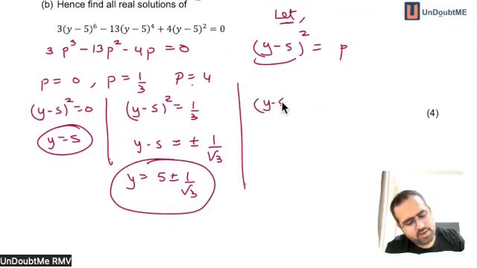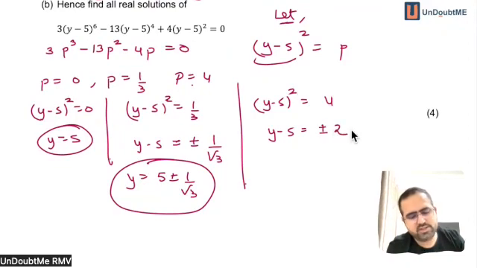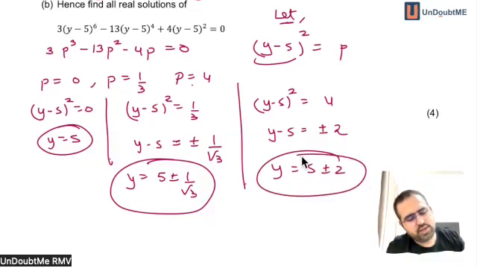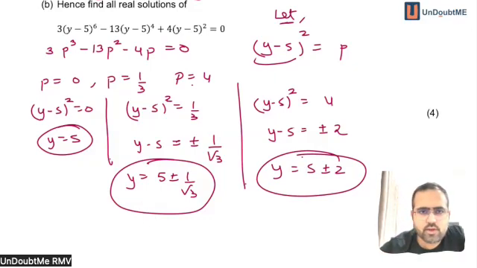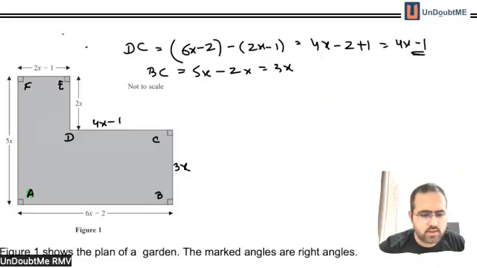At last, y minus 5 whole square is equal to 4. Square rooted on both the sides will give me y minus 5 is equal to plus minus 2. Square root of 4 is 2. So y is equal to 5 plus minus 2. So there are total 5 values of y which we can get as a solution from here. Okay, look at the whole solution.